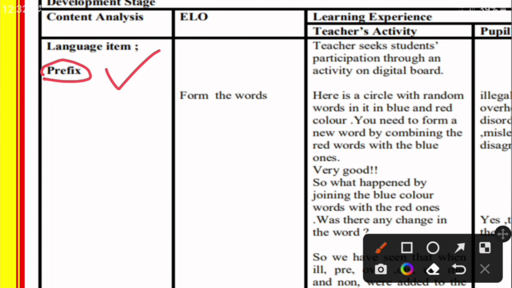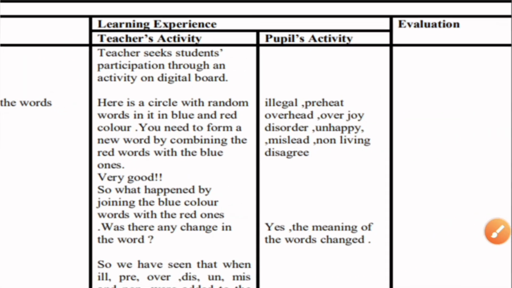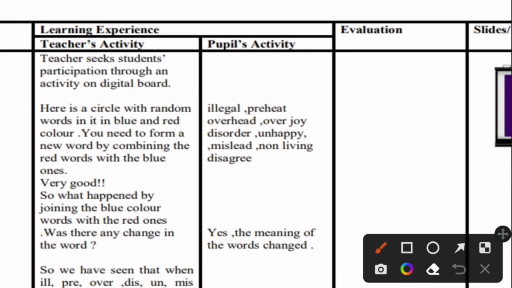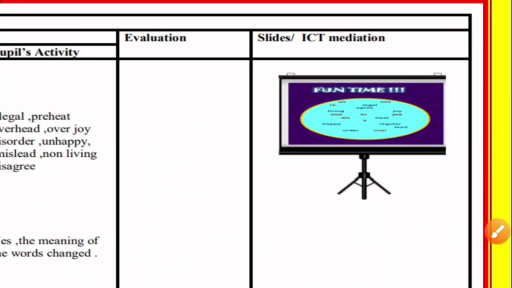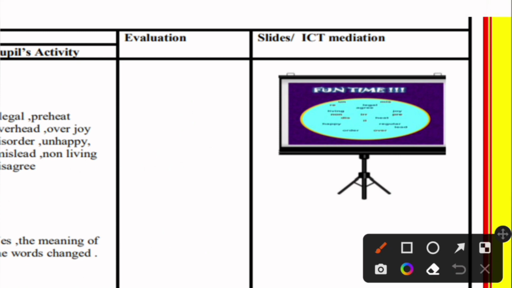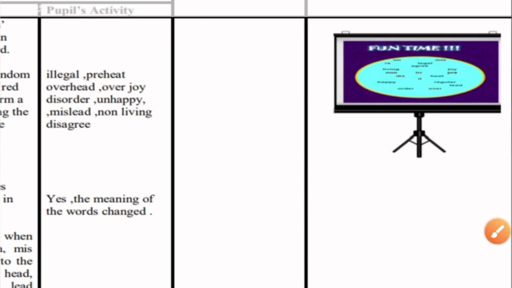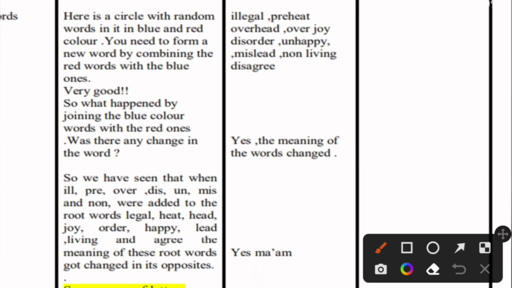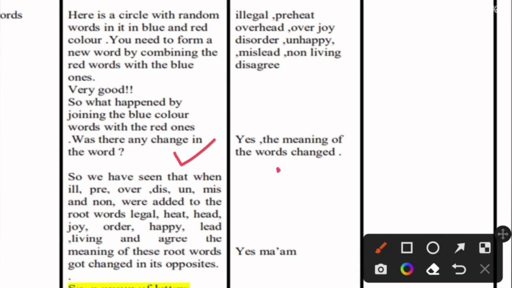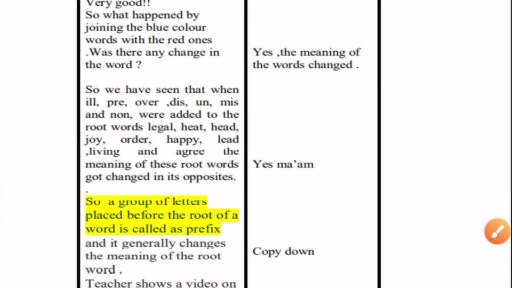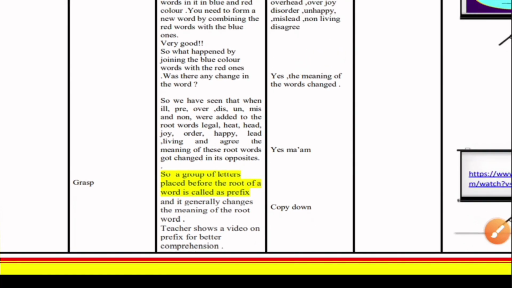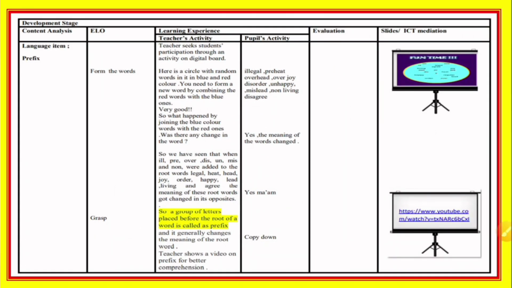So to teach prefix, first the teacher seeks learners' participation through an activity on the digital board or on a slide. A circle is presented on a slide with random words presented in blue and red color, where students need to form new meaningful words by combining the red words with the blue ones. With the words presented on the slide, students created words like illegal, preheat, overhead, etc. Then, the teacher, after having interaction with students, reaches the definition of prefix and gives further examples.